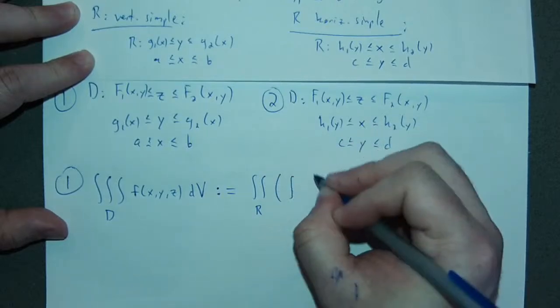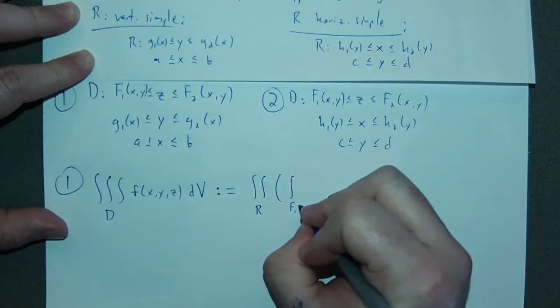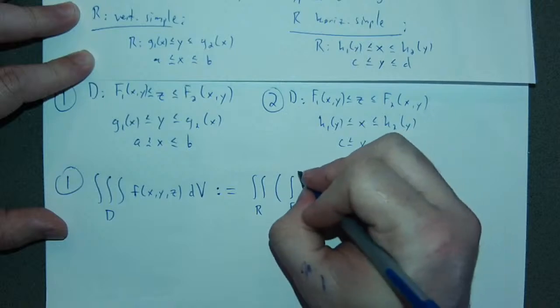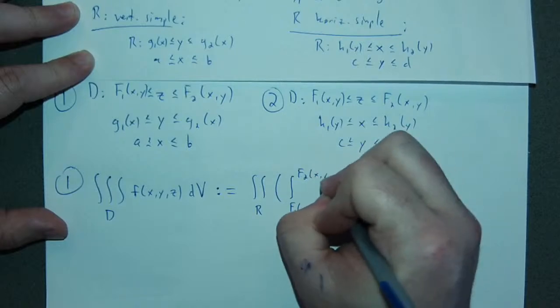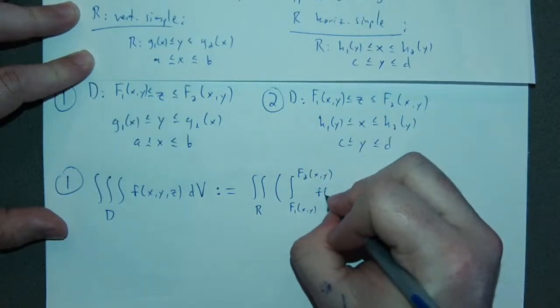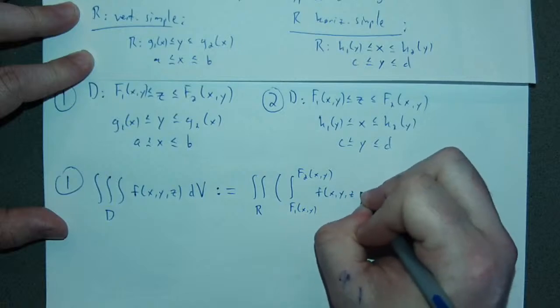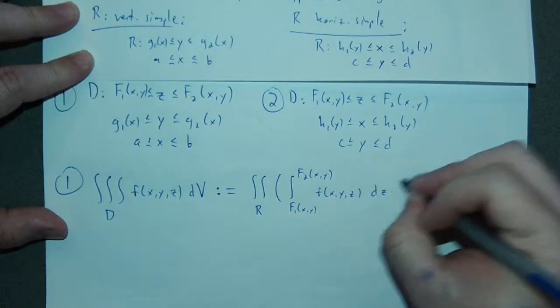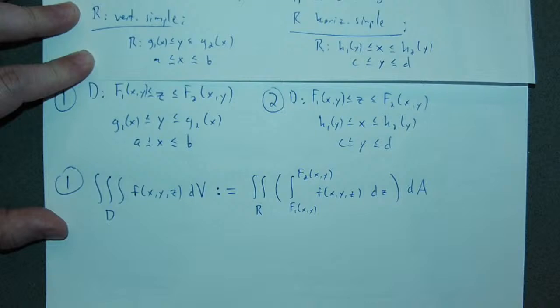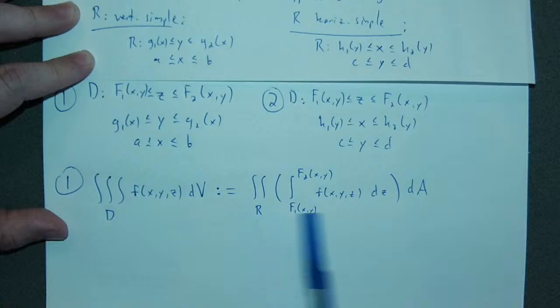of the integral from big F sub 1 of xy to big F sub 2 of xy of f of xyz dz dA. Okay. So really you're doing the double integral over R of this thing, which is the single integral with respect to z, where my limits of integration are these first two functions of two variables.